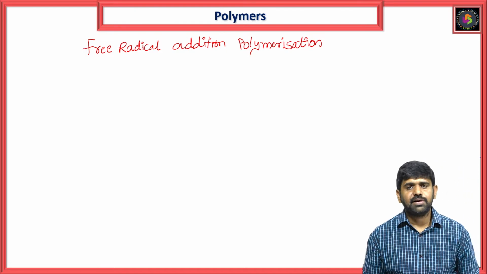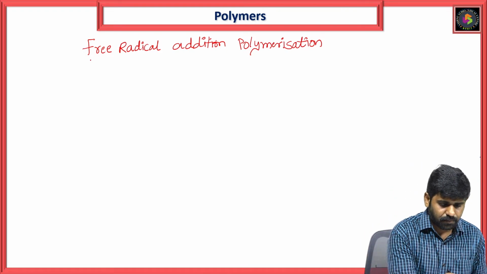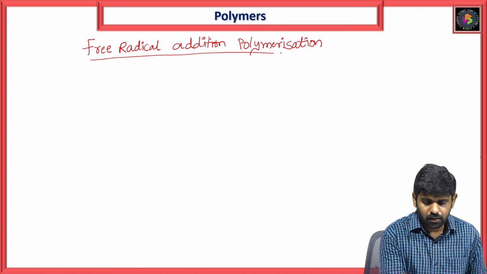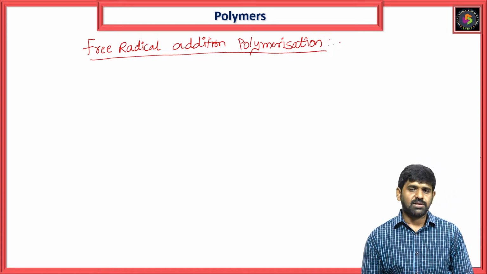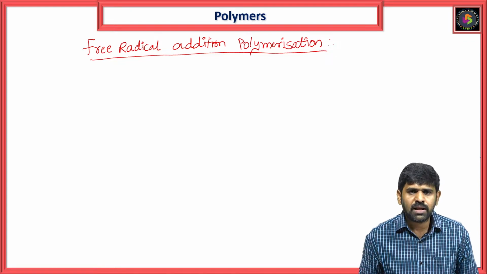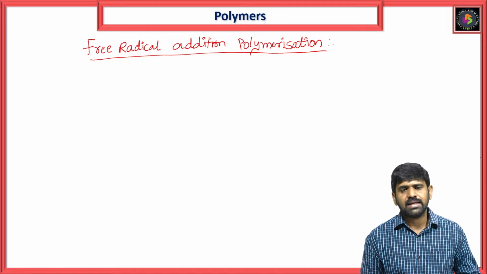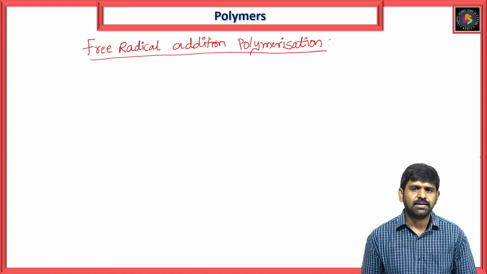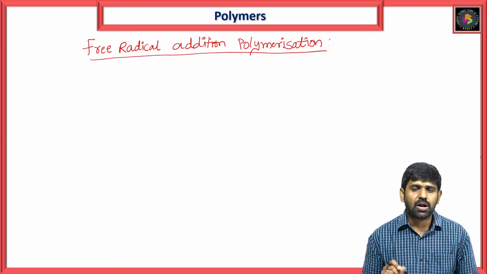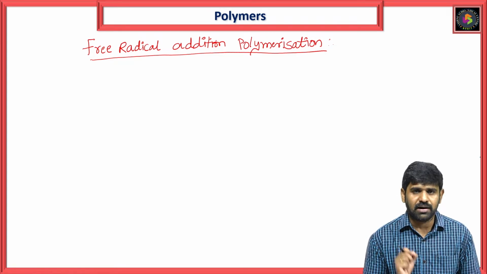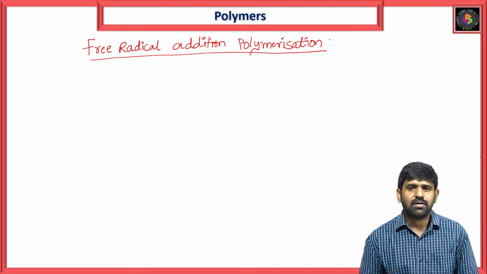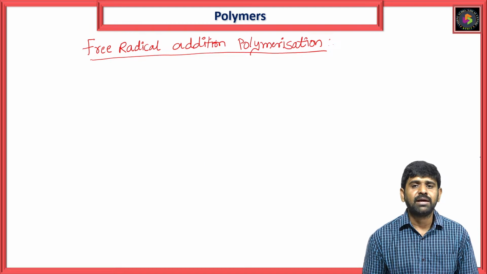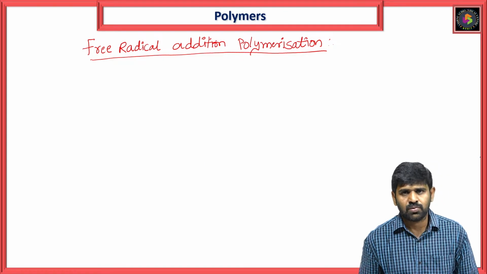Free radical addition polymerization. In free radical addition polymerization, monomer is activated by the action of light, heat, or by adding some chemicals known as initiators.